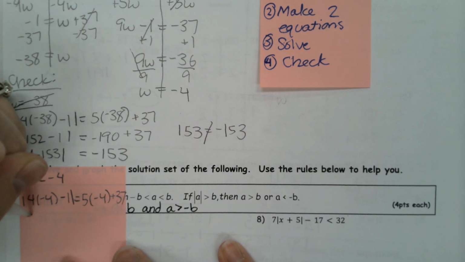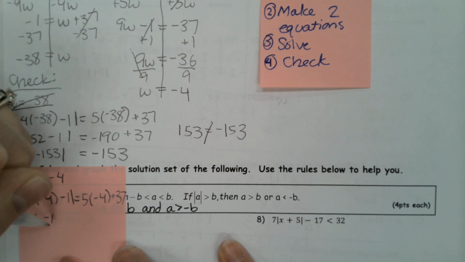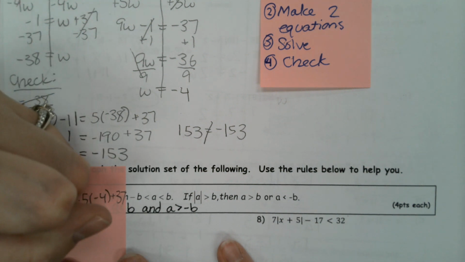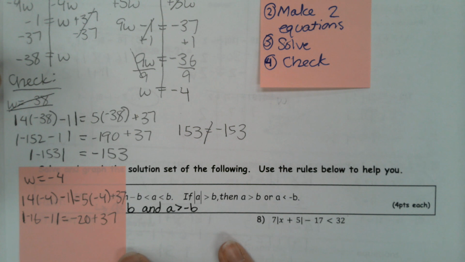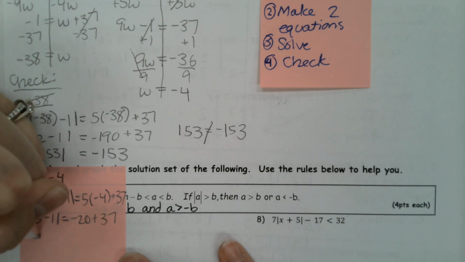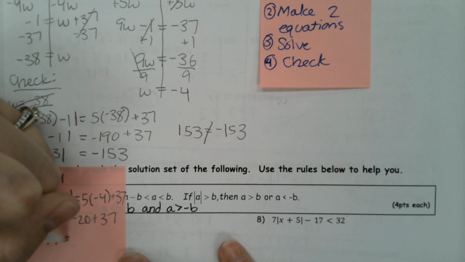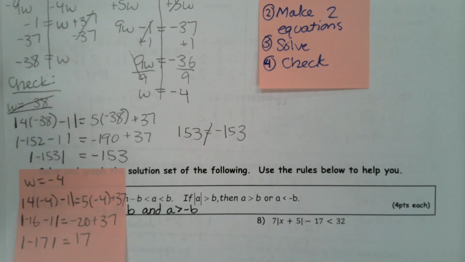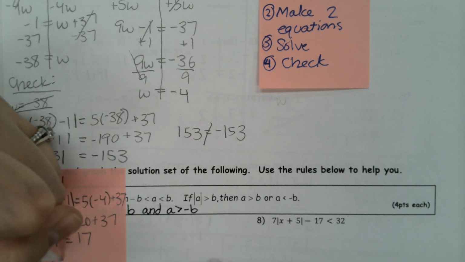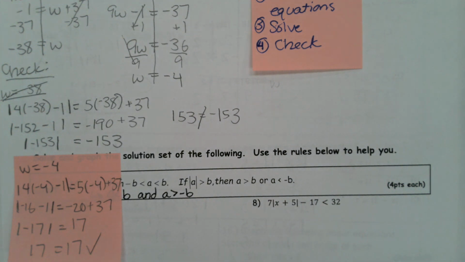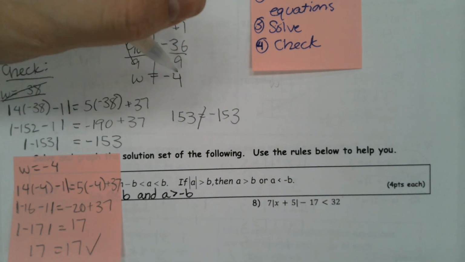4 times negative 4 is negative 16 minus 1 equals 5 times negative 4 is negative 20 plus 37. Negative 16 minus 1 is negative 17. Negative 20 plus 37 is positive 17. And lastly, the absolute value of negative 17 is still positive 17. And 17 equals 17. So actually, we do have one answer here. It is w equals negative 4.